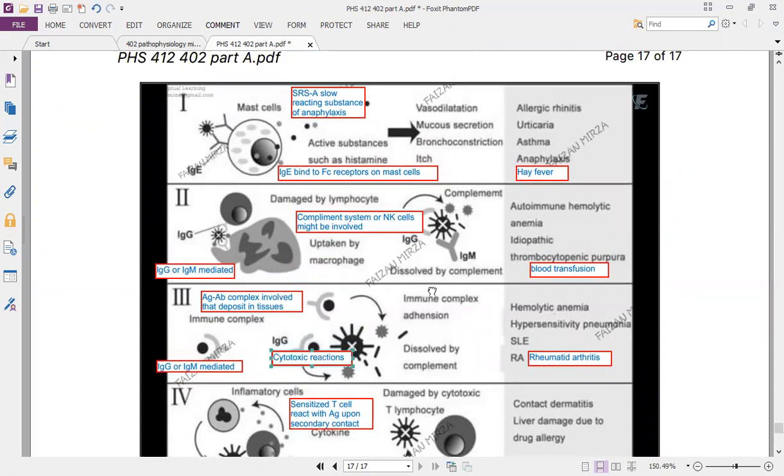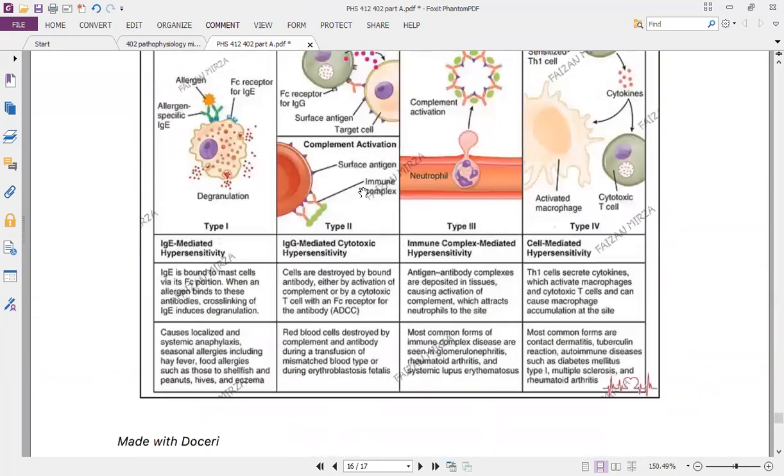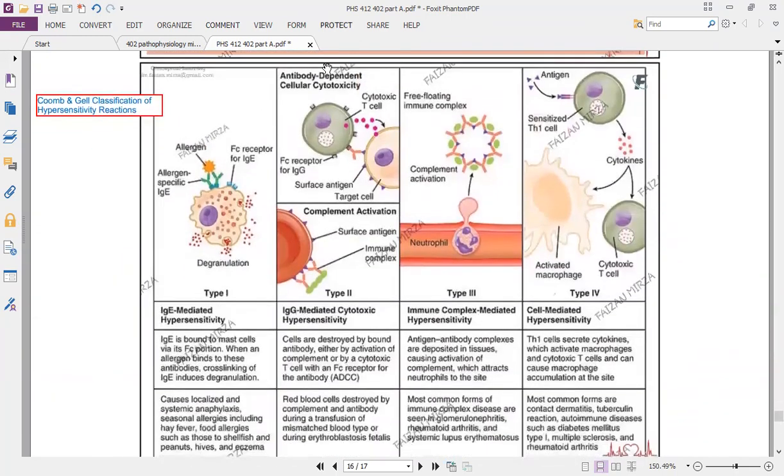So these are the four types of main hypersensitive reactions which you need to discuss. So this sums up our topic of inflammation.